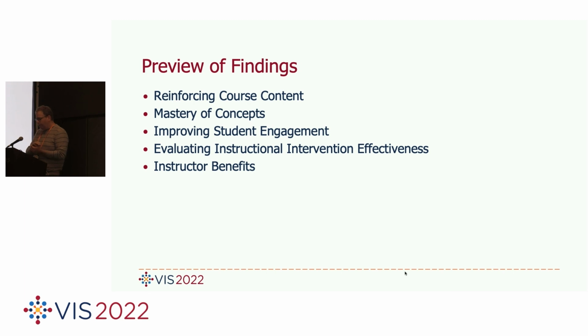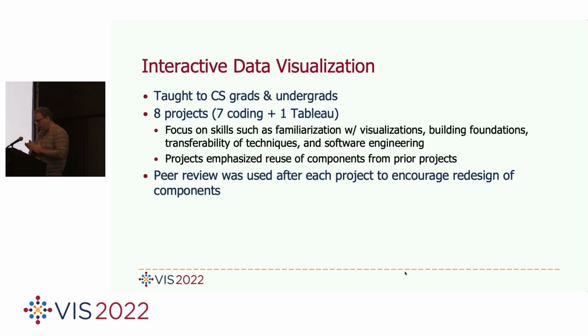So in the paper itself, we evaluated several aspects of these courses. You can see them here. So reinforcing course content, looking at how well students were mastering concepts over the course of the semester, looking at how peer review can either help engagement or at least measure engagement of the students, looking at peer review as a metric for evaluating educational interventions, and even looking more deeply into instructor benefits. So these are going to be the things that you'll find in the paper. I'm going to talk about a subset of them in a few moments. So before I do talk about them, let me just introduce you to our courses.